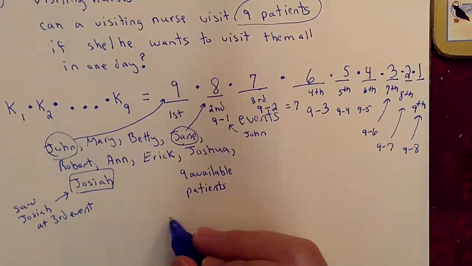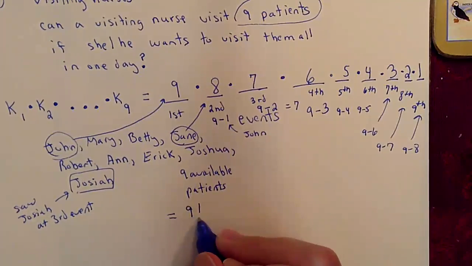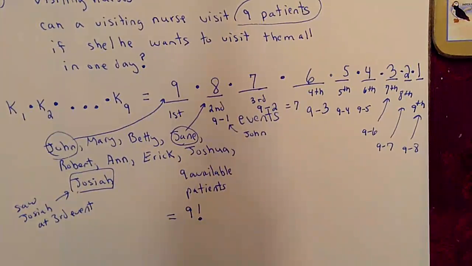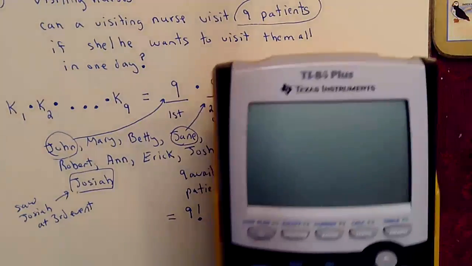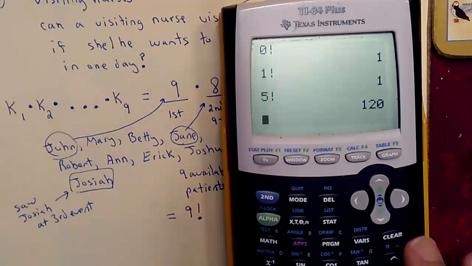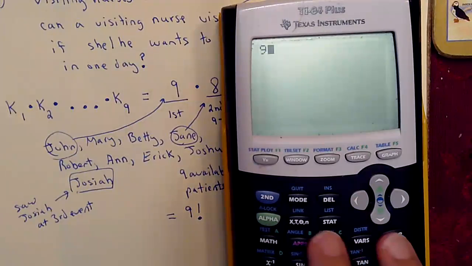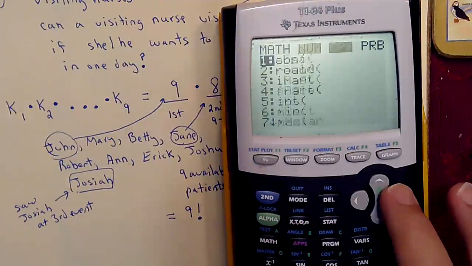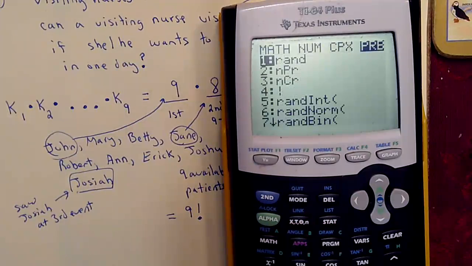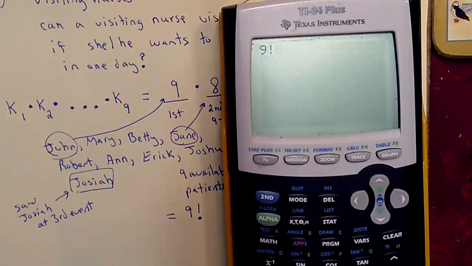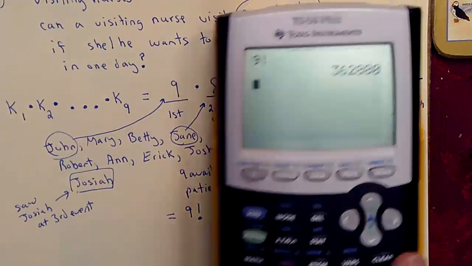And this is a true factorial. This is 9 factorial. When it takes it all the way down to 1, that's a true factorial. So let's see what that is. Turn the calculator on, 9, math, let's go to probability, and you can go to number 4, and then hit enter. And that's a large number here.